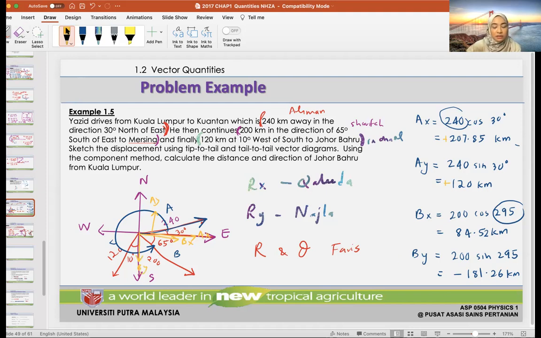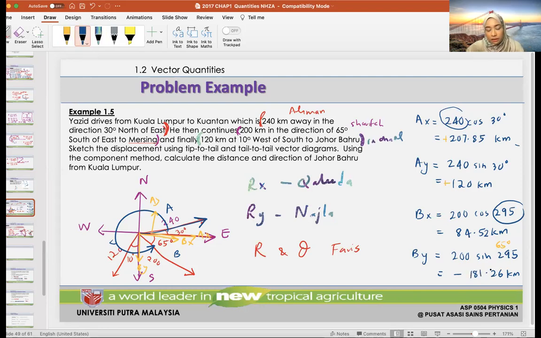So if we use 65 over here, we will get a positive. 65 sine 65 times 200, you get 181.26, but the answer is positive. When you get a positive, that is not correct. So how can you use 65 and get the right answer? You have to draw your components beforehand, like I did. Then you see, oh, BY is downward. Even though the answer is positive, I have to add a negative to my answer. Do you understand? I hope that makes sense to you.